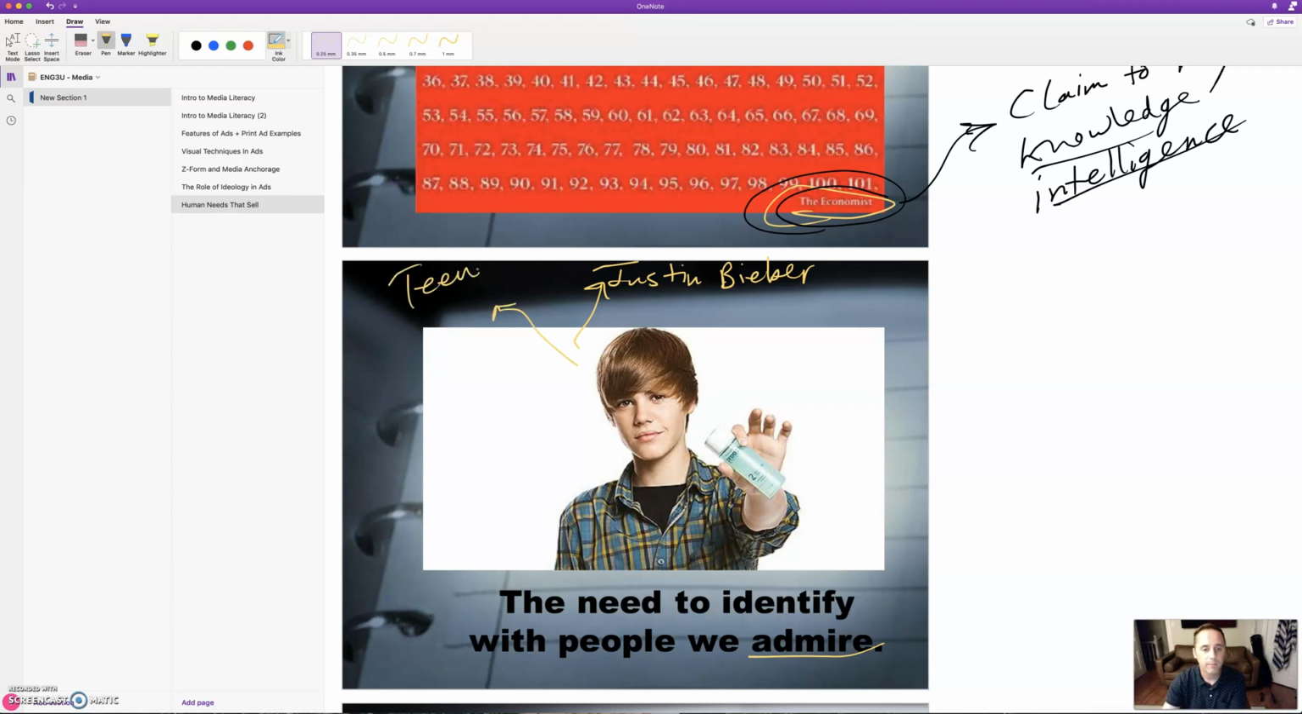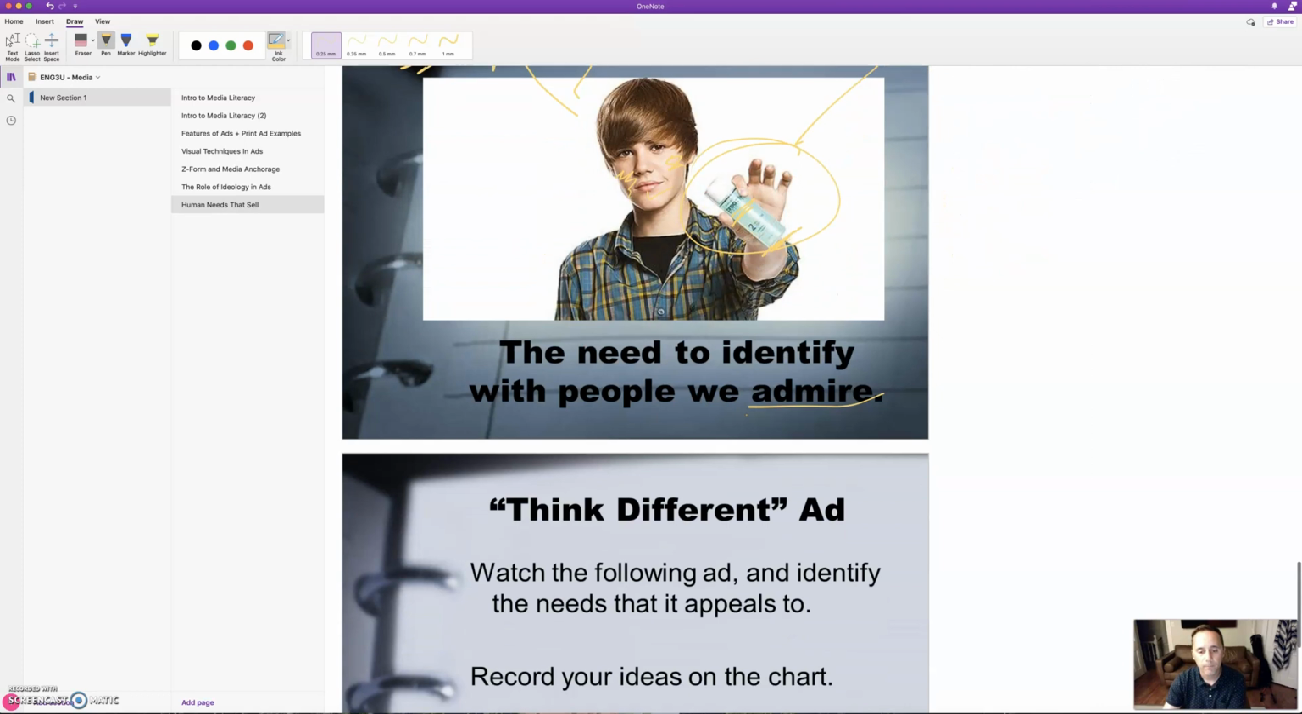Teeny Bieber. So teens are in view, and what's he holding? Well, he's holding the product Proactive. This is like acne medicine. And so he's saying, hey, look, it made my skin nice and clean. Can do it for you too. So if you want to be like him, you admire Justin Bieber, then you'll buy that product.